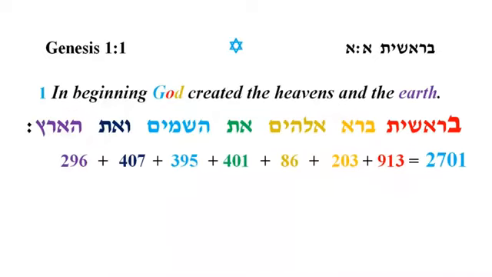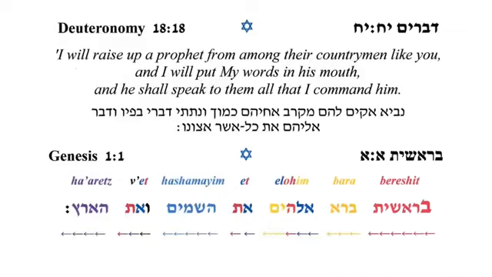Okay, so the whole verse adds up to 2701. Remember we covered it every which way but backwards? No, we did cover it backwards. In fact, let's look at it backwards again. There's a verse in Deuteronomy. This is God talking to Moses, and this is a messianic prophecy. He's talking about the Messiah here. "I will raise up a prophet from among their countrymen like you," talking to Moses, "and I will put my words in his mouth, and he will speak to them all that I commanded him."